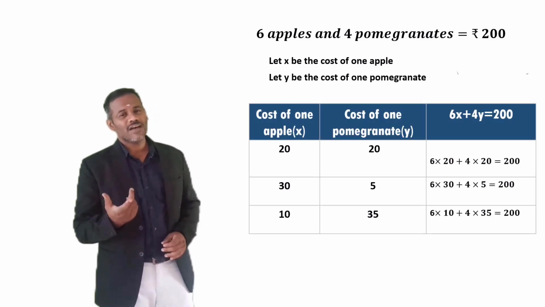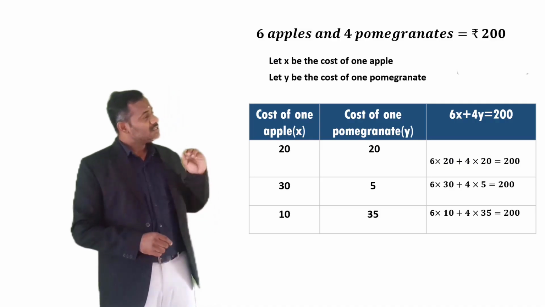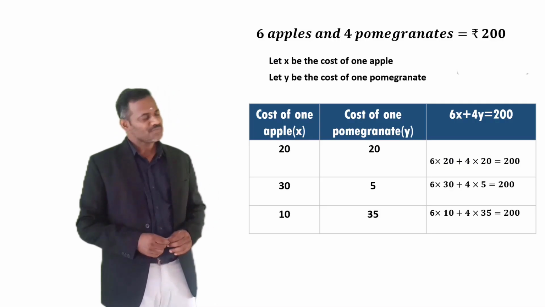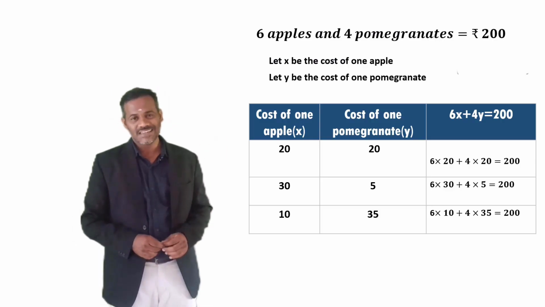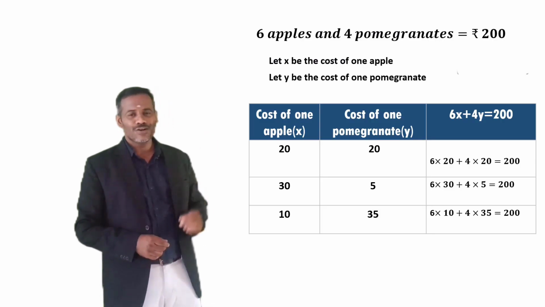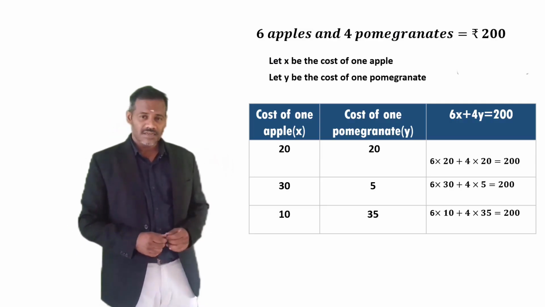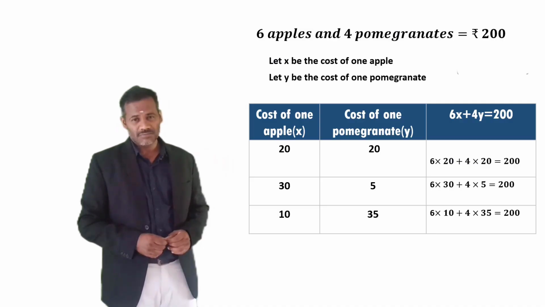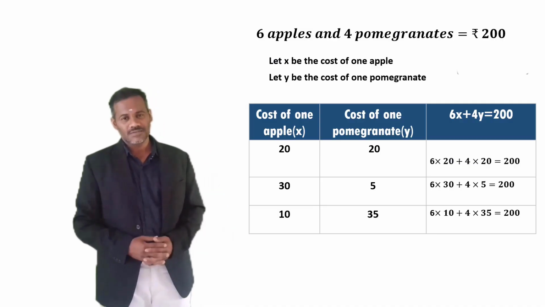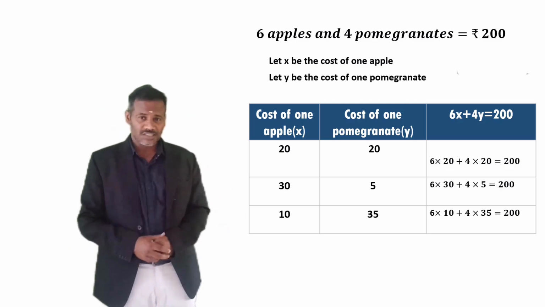Children, if the cost of apple is 20 and the cost of pomegranate is 20, I get 6 into 20 plus 4 into 20, I get 200. Suppose if the cost of apple is 30 and the cost of pomegranate is 5, 6 into 30 plus 4 into 5, I get 200. Suppose if the cost of apple is 10 and the cost of pomegranate is 35, yes, 6 into 10 plus 4 into 35, I get 200. So for this equation also I get infinite solutions.